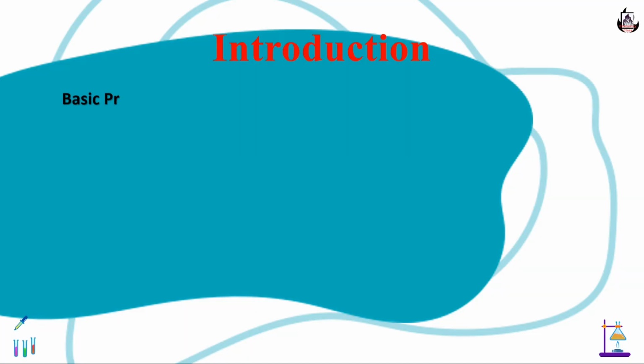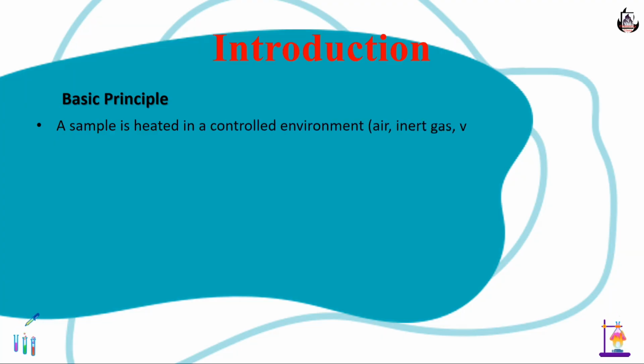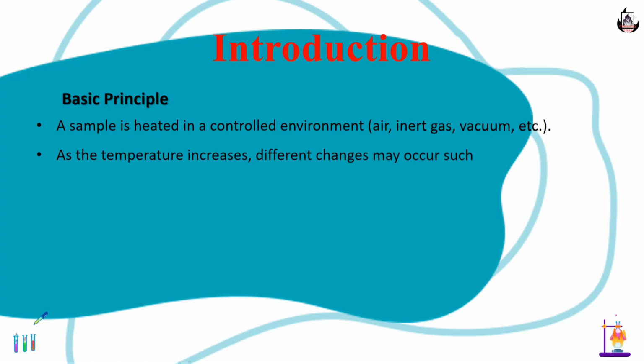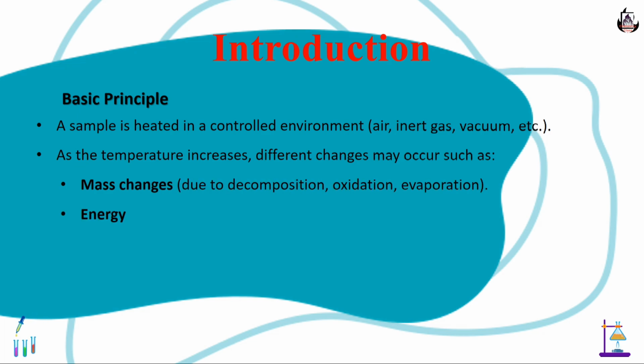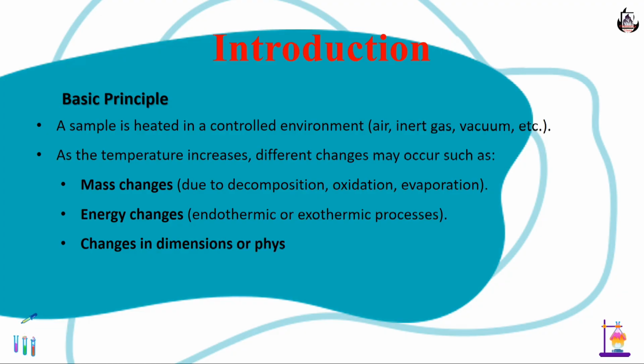Let us now see the basic principle involved in thermal methods. A sample is heated in a controlled environment, that is air, inert gas, vacuum, etc. As the temperature increases, different changes may occur, such as mass changes. This is due to decomposition, oxidation, or evaporation. Energy changes, endothermic or exothermic processes. Change in dimensions or physical properties is due to expansion, softening, and crystallization.